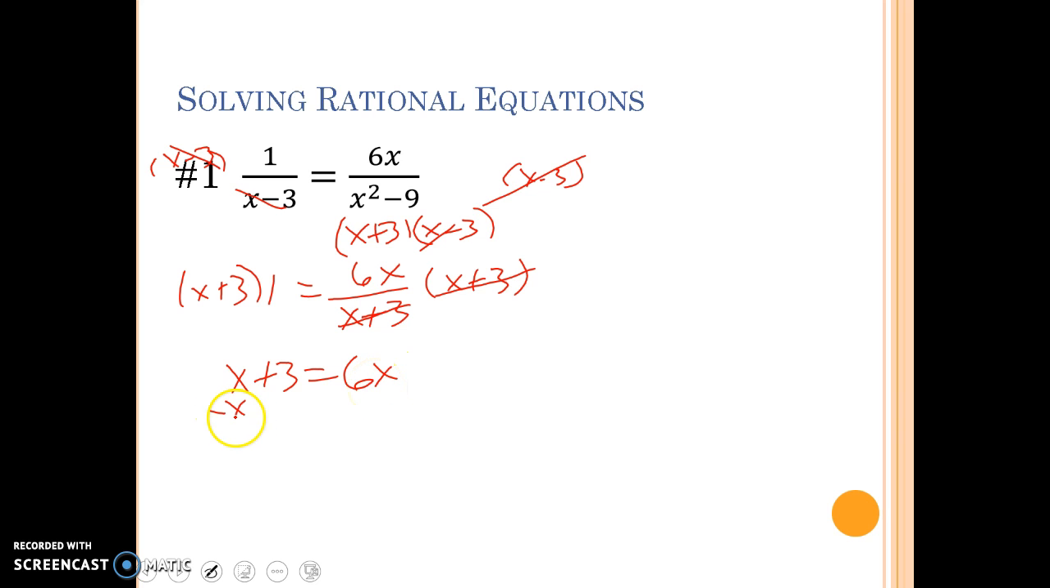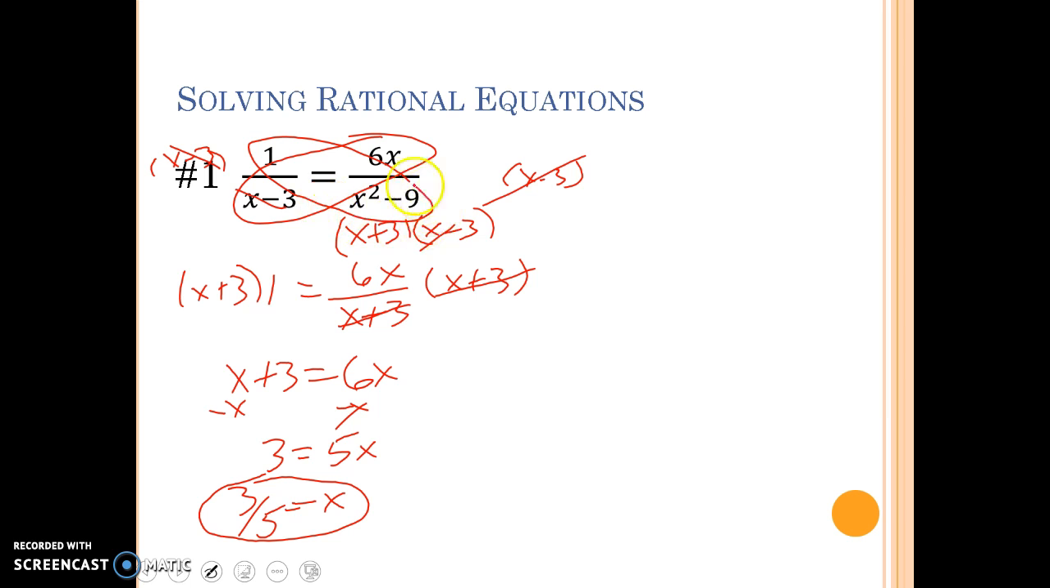Then I can subtract an x from both sides, so that 3 equals 5x. And if I divide by 5, x is 3/5. And so we can actually plug that back in to make sure that it works. If I did cross multiply ahead of time, I would get a quadratic equation. I would actually end up with two solutions. One of them would be x equals 3/5. The other one would be x equals 3. But then you'd have to look back at your equation, because this one can't work because it makes the denominator equal to 0. And so that's a real quick look at our first example.